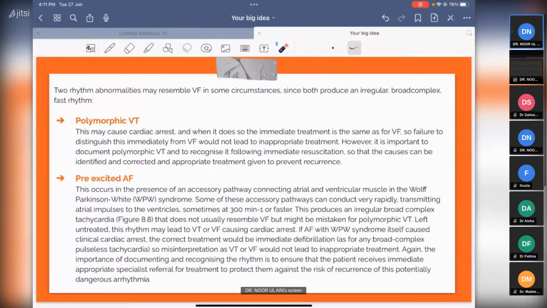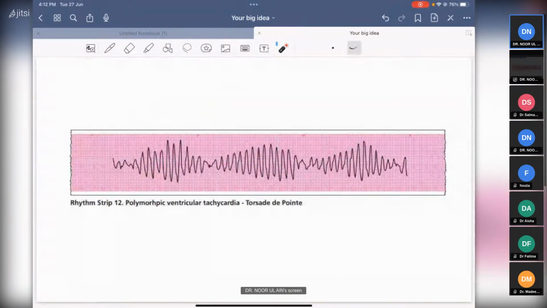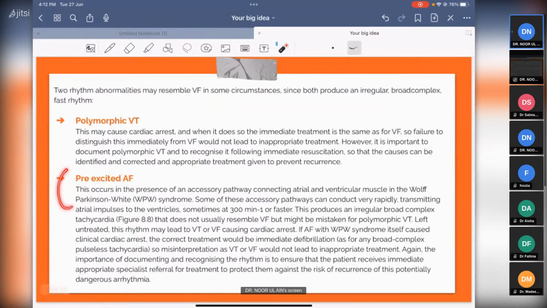Now there are two things that resemble a VF. VF is this creepy thing, the creepiest pattern you have. Two things: polymorphic VT, which we have seen. This somewhat resembles a VF, a little, but not that much, it still makes some sense. So this is a polymorphic ventricular tachycardia, VT. Another thing that looks like a VF but is not a VF is an AF. Yes, guys, you understand? So polymorphic VT we've done. It looks like a VF, but it's not VF.